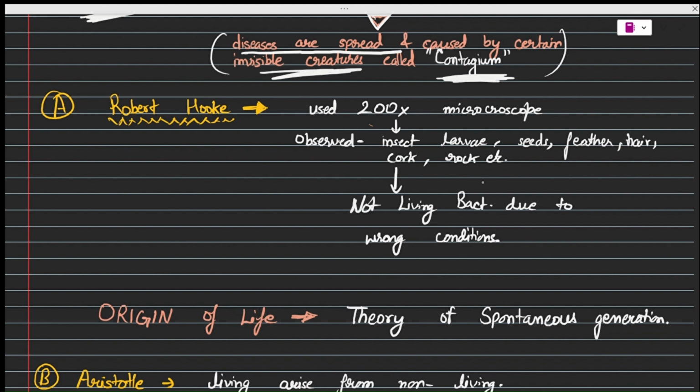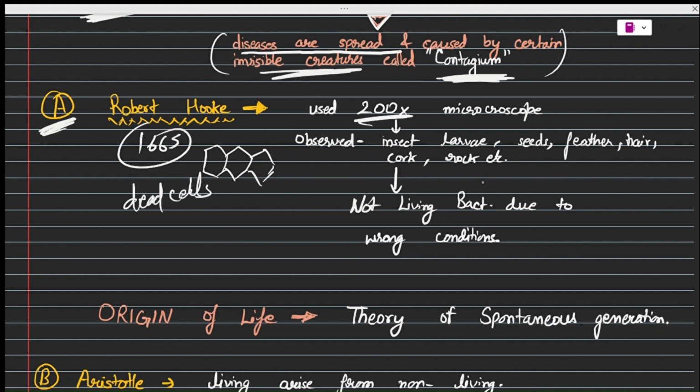So we will start with Robert Hooke. As you know, in 1665 he discovered the cork. He observed cork under a microscope, thus calling them cells, but they were dead cells. He used a 200x microscope, while Antony van Leeuwenhoek was using a simple microscope. Hooke used a compound microscope of 200x magnification, and he observed various insect larvae, seeds, feather, hair, cork, etc. I think it was the London Society that he submitted his work to.